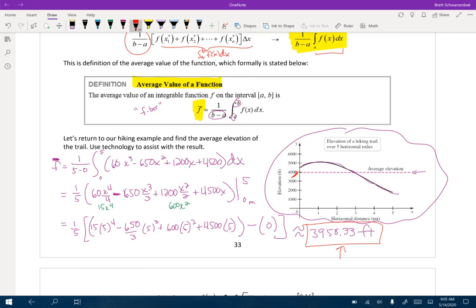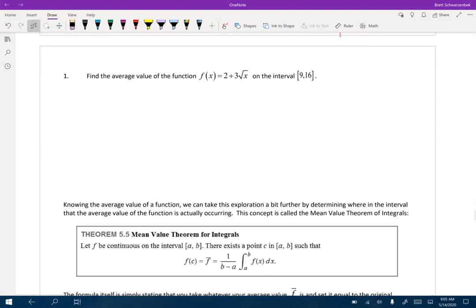So that's going to be the average elevation of the whole trail, which you would expect to be somewhere between the high end here and the low end here, somewhere in the middle. So that's how you use this formula. It's pretty straightforward stuff. There is a variation of this, which we'll get to in a second, but other than that, this is what I'm looking for you to do.